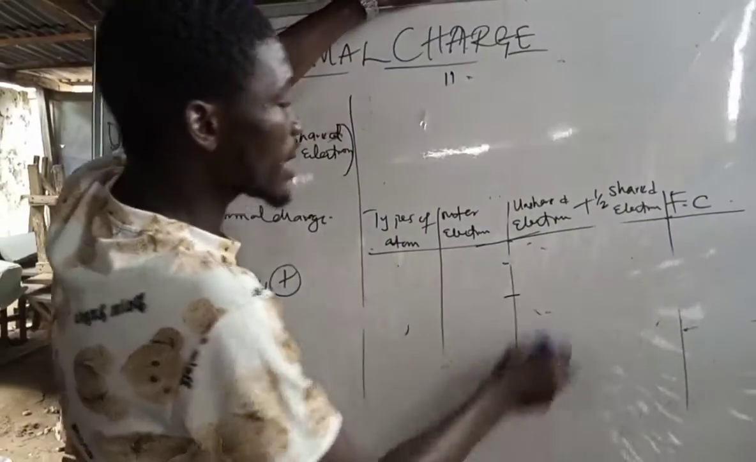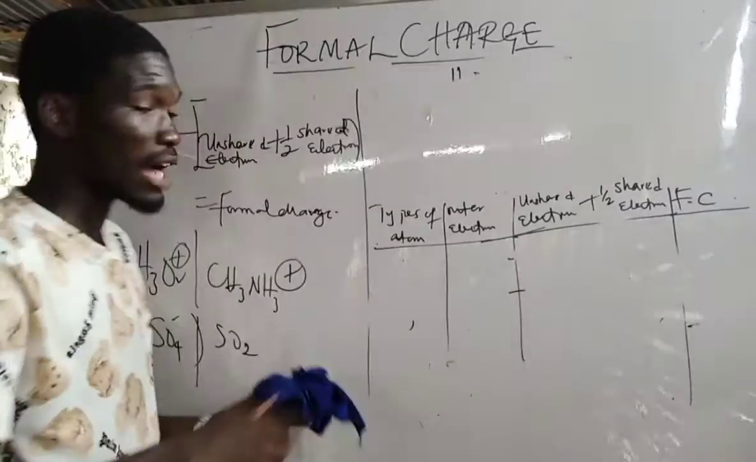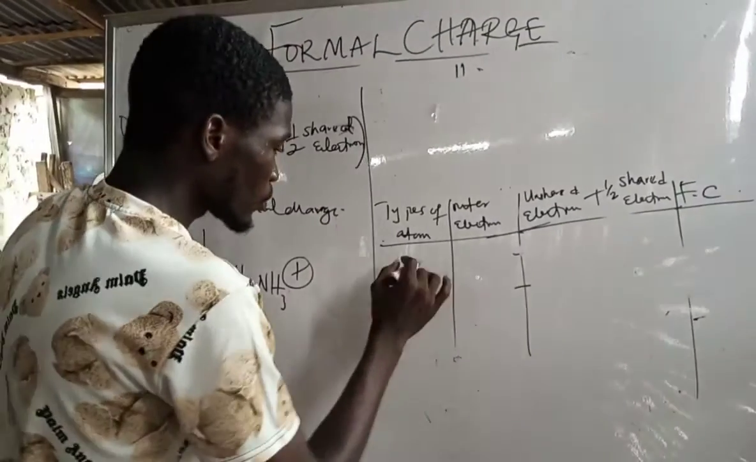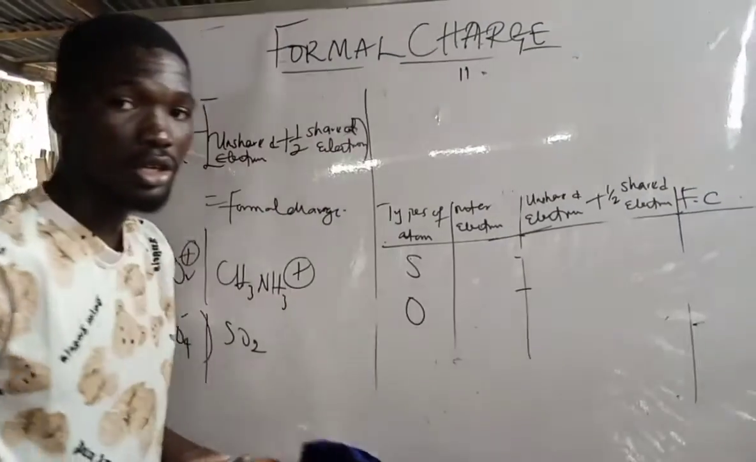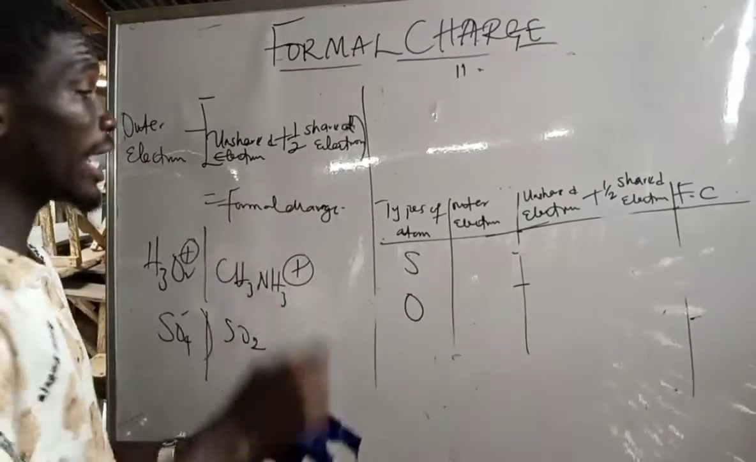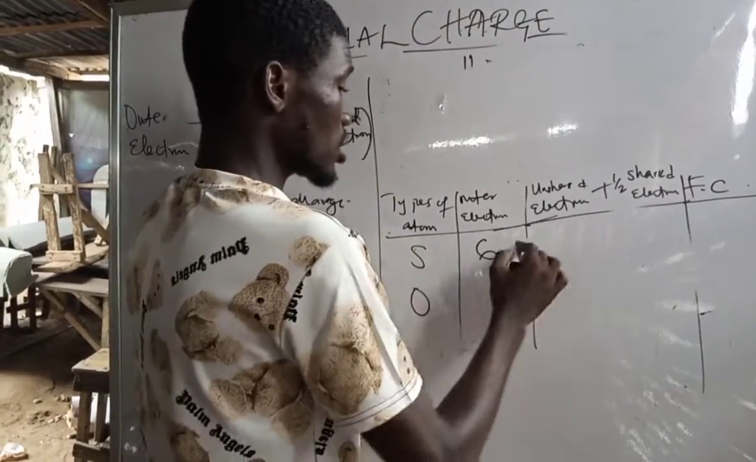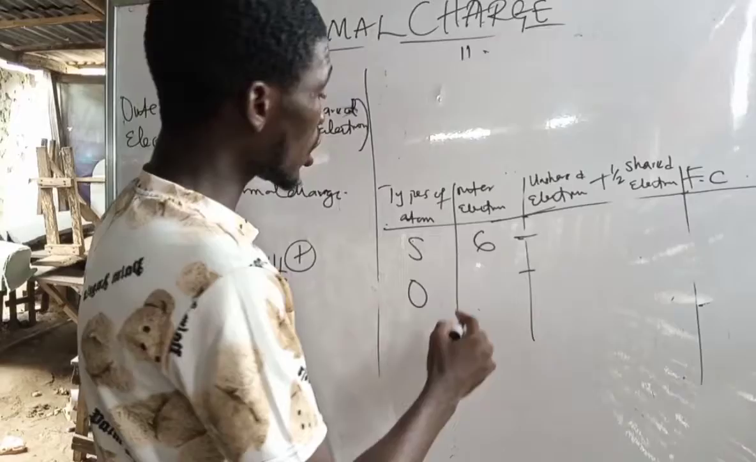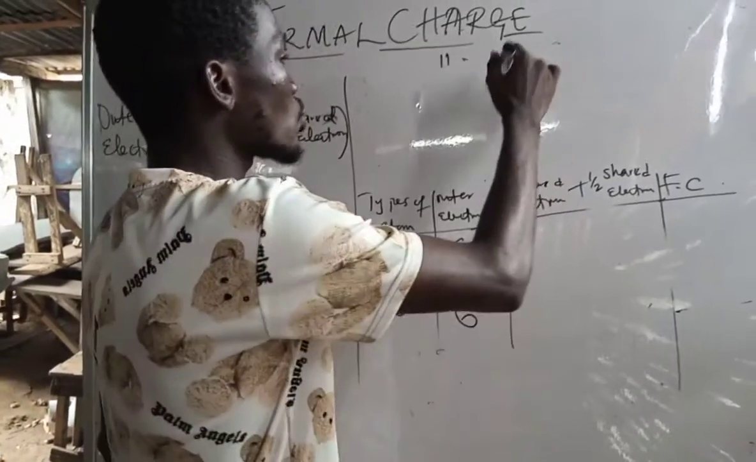So from the sulfates, don't forget that we always consider the outer electron. The atomic number of sulfur is 16. So the outer electron is what? 6. Same for my oxygen, 6. So now let's draw it.